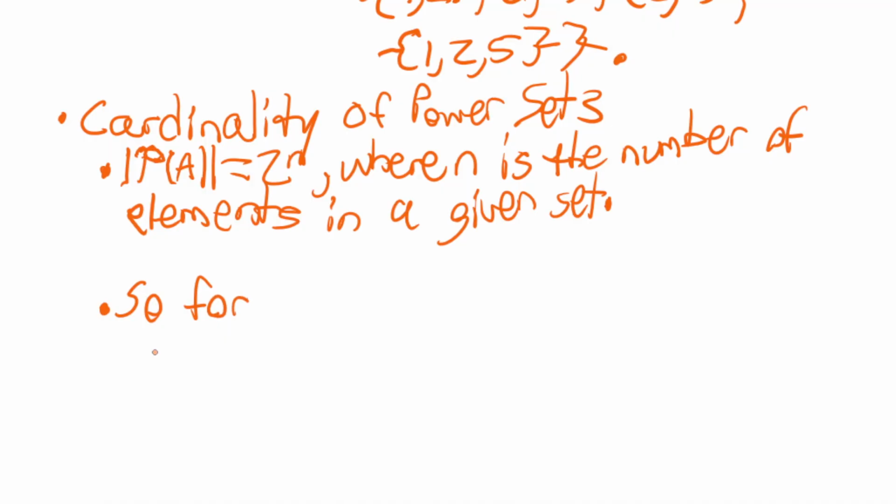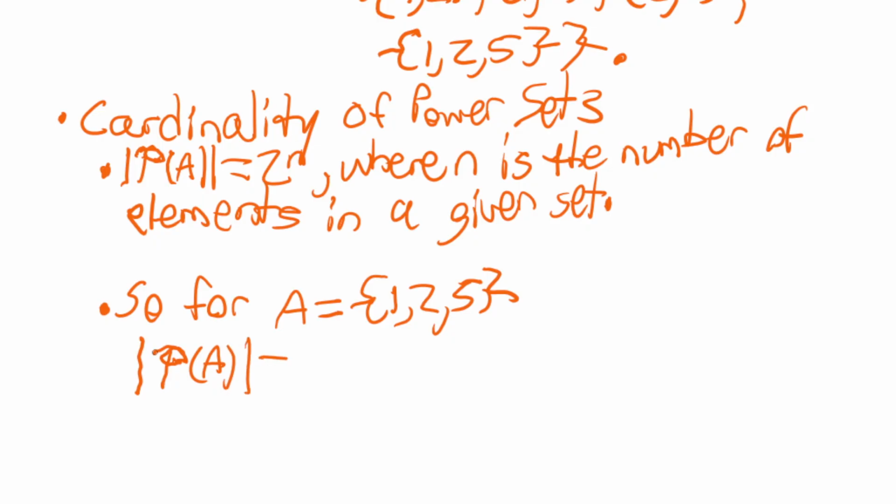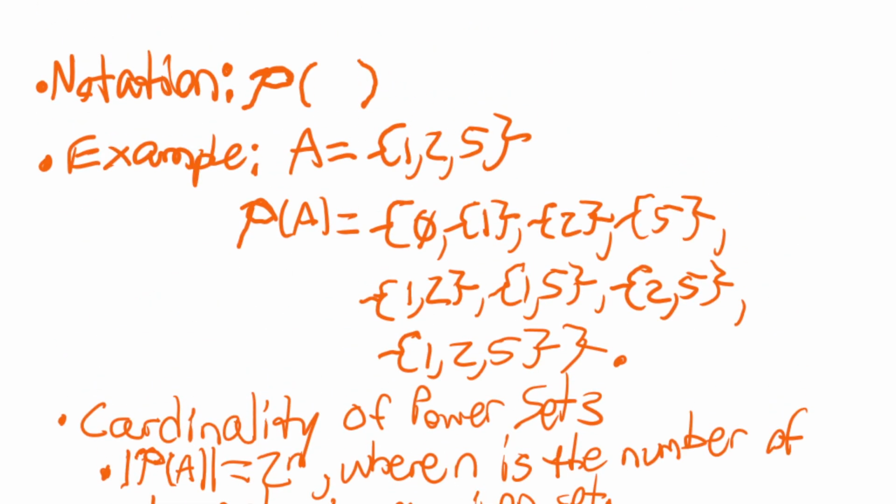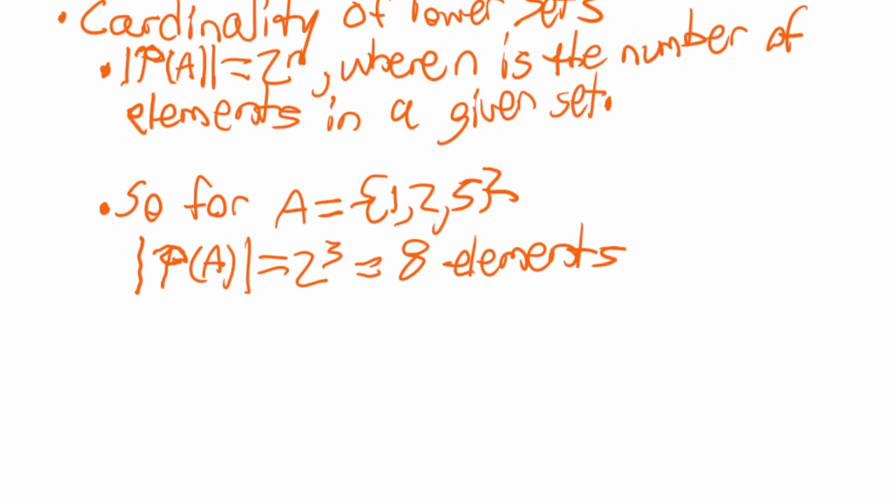So for A is a set with elements 1, 2, 5, same set we had from the previous example, the cardinality of the power set of A would be equal to 2 to the 3, because we have 1, 2, 3 elements, 8 elements. And if we go back up here to the example, we can count 1, 2, 3, 4, 5, 6, 7, 8 elements in the power set. So that is it for this first part of section 1.